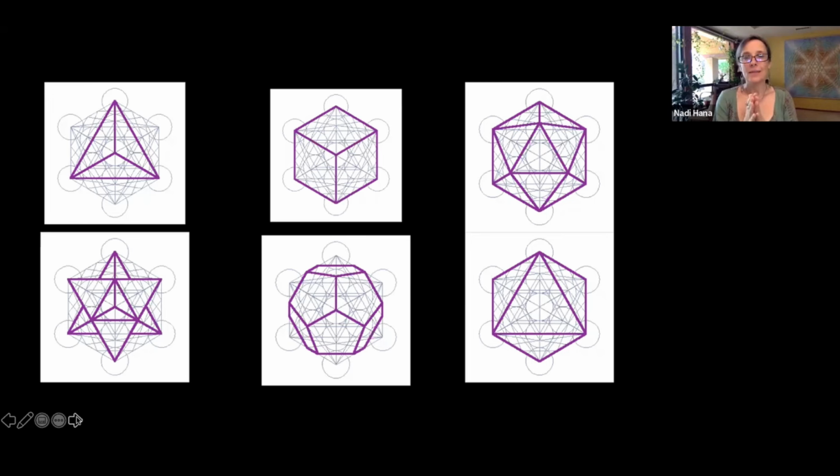And these 5 platonic solids lead us to the 5th. No, the 6th. So much talking. The 6th important shape, which is 2 tetrahedrons inverted within themselves. And they are called star tetrahedrons, right? And they're also known as our Merkabah, right?